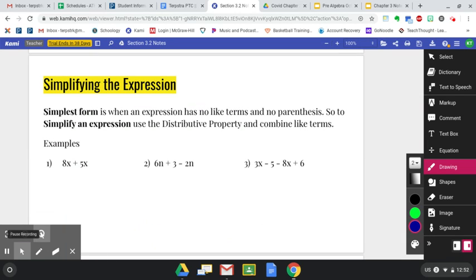All right, I'd like you to take some time here, pause the video, and try to simplify these three expressions. And remember, simplest form is when an expression has no like terms and no parentheses. So to simplify, we'll use the distributive property if necessary. That's when there are parentheses, and we distribute that outside number to all the terms inside. And then we combine like terms. These examples don't have the distributive property. It's just simply combining like terms together. So take a minute, pause the video, and see if you can simplify these expressions, meaning there should only be one of each term when you're done.